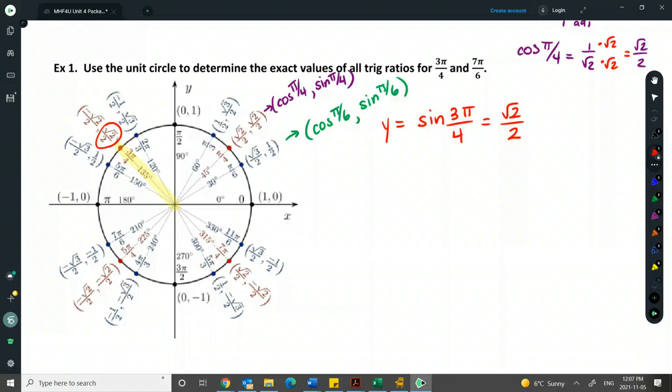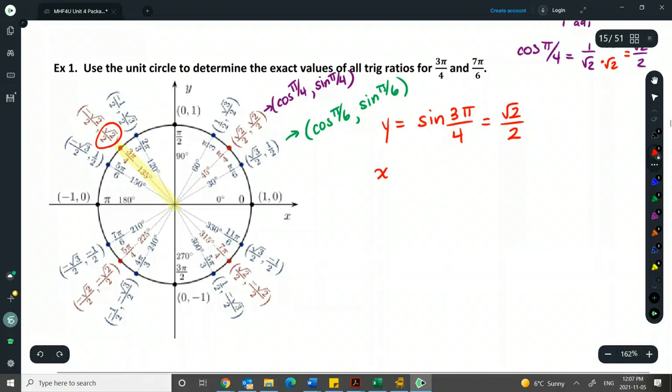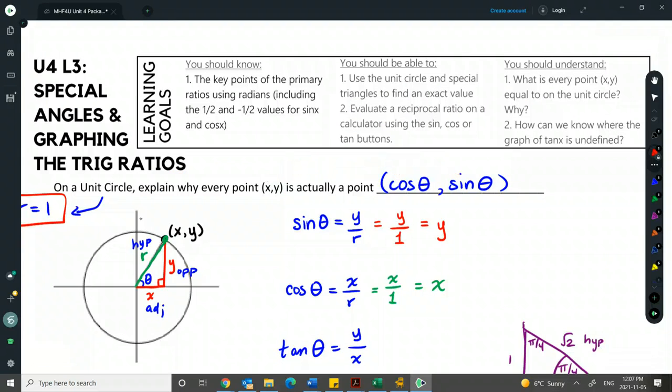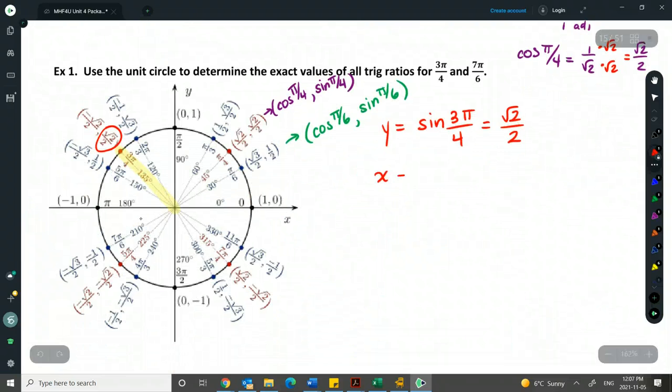X, the x-coordinate, so remember we said every point xy is cos and sine. So the x-coordinate should be the cos at that location, right? So the cos at the 3 pi over 4 location will be equal to the x-coordinate at that location. So what's the x-coordinate at the 3 pi over 4 location? Nick? Negative root 2 over 2.